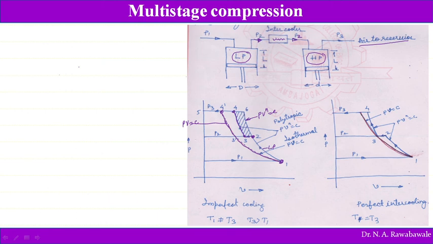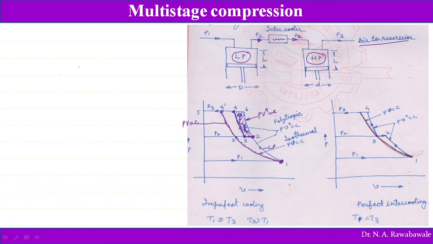So from pressure P1 it is compressed to pressure P2. At pressure P2 it is cooled, and then again it is compressed. So this much work is saved in multi-staging. This is what we call multi-stage compression. The temperature of air is reduced from T2 to T3. If we succeed in reducing the temperature of air from T3 to T3 dash, the temperature of the isothermal process is attained.